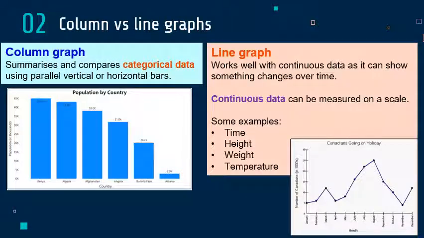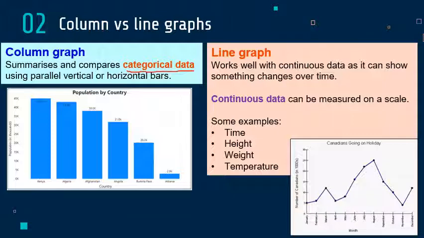Okay, column and line graphs. When should we use one or the other? Well, column graphs are really useful for summarizing and comparing categorical data. So we know that categorical data is data that can be put into groups, things like nationality, favorite sport, or favorite food. Those things can all be represented as groups. So nationality, it might be Australian, Chinese, American, Indian, and so on. They're all categories. They're not numerical values.